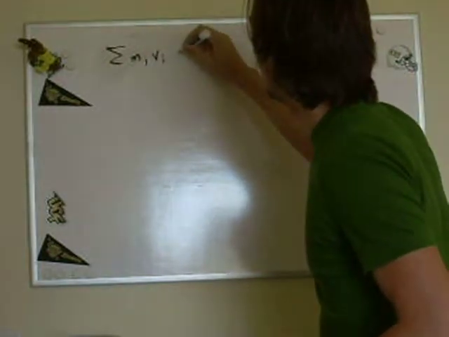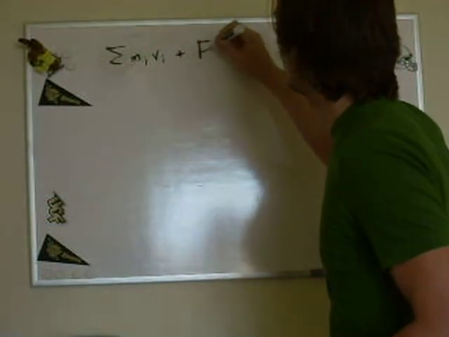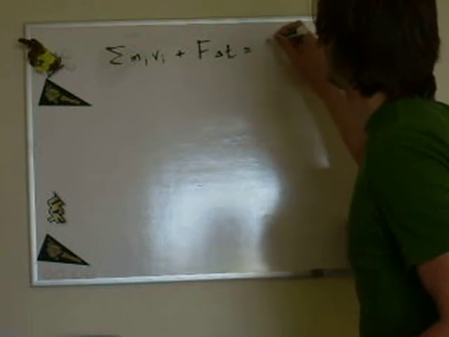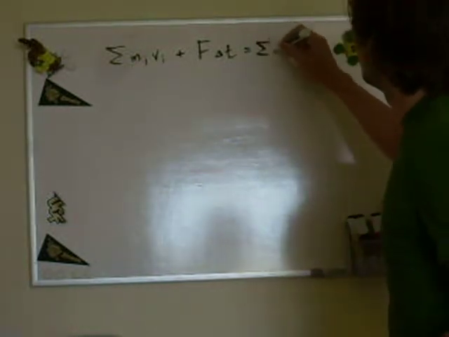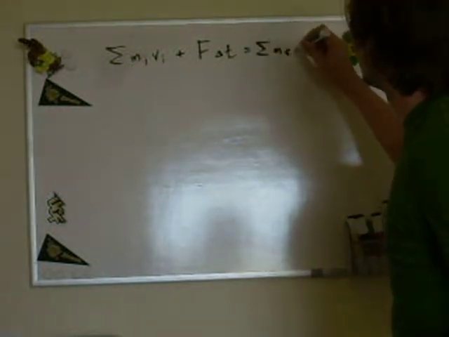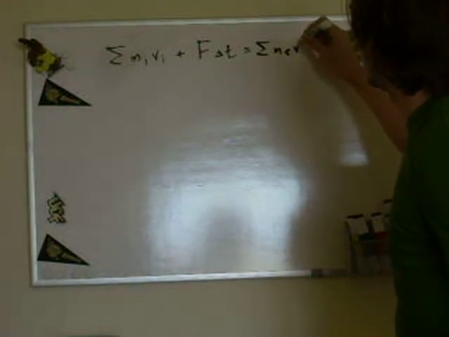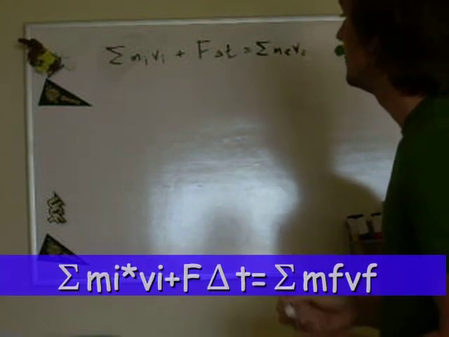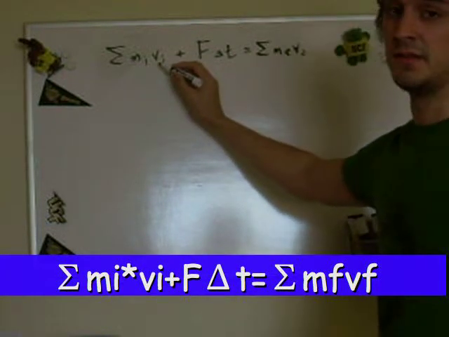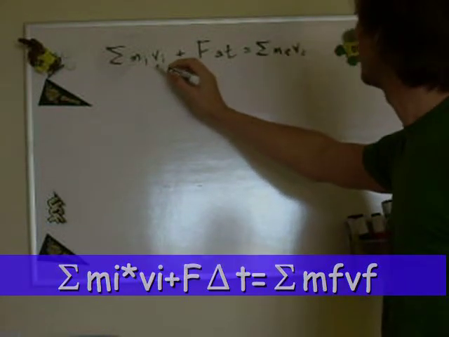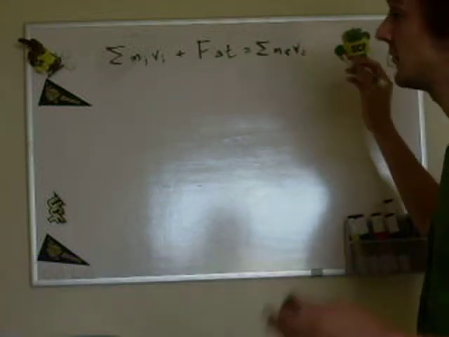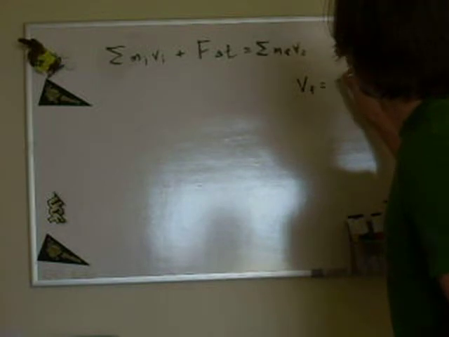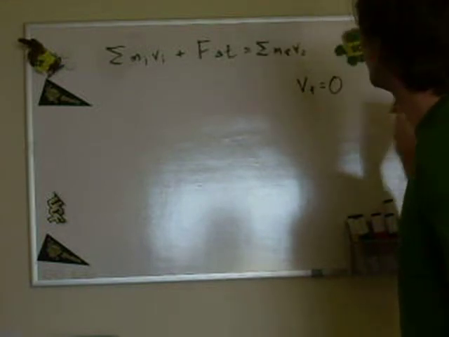That the momentum equation is equal to the sum of the initial mass times the initial velocity plus an average force times the change in time is equal to the sum of the final mass times the final velocity. Here in this equation, we assume that the initial velocity is the velocity right before impact, and that the final velocity is right after we land. Therefore, we can assume that the final velocity is equal to 0.